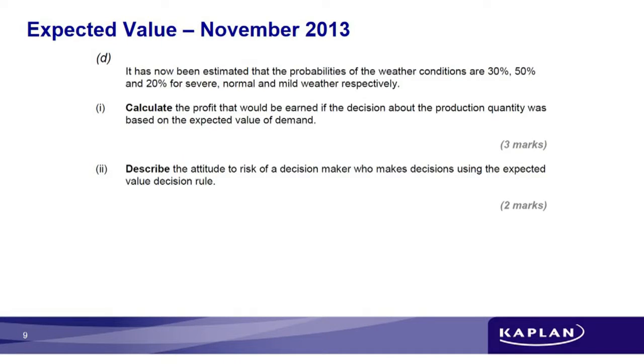The last question says, describe the attitude to risk of a decision maker who makes decisions using the expected value decision rule. Okay, this one we're just not going to answer now because we have not necessarily looked at the different attitudes that a decision maker can have. Once we've looked at the attitudes, we'll then come back to the very same question to answer it.